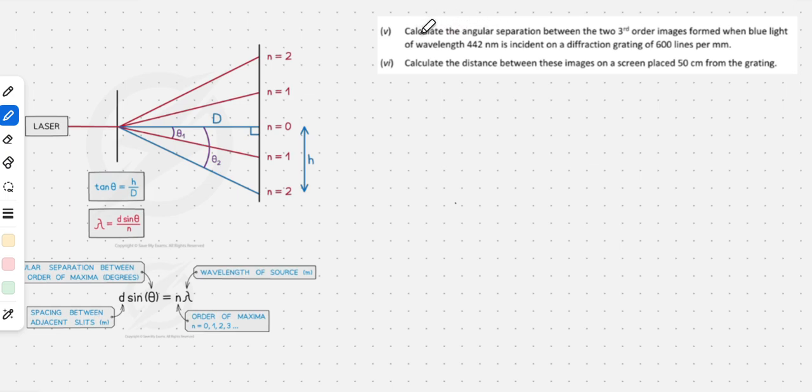Diffraction questions. I'm just going to do one. Actually, I'll do the other one afterwards.